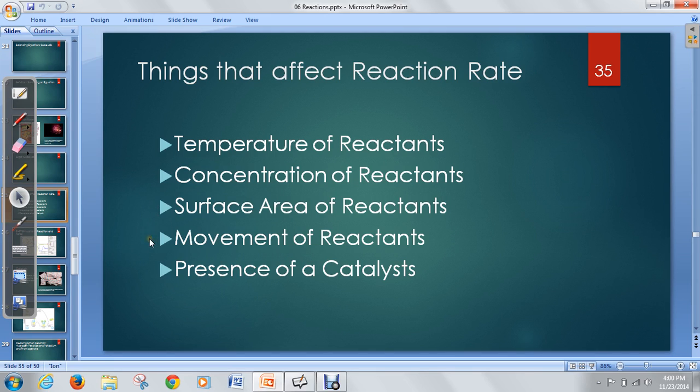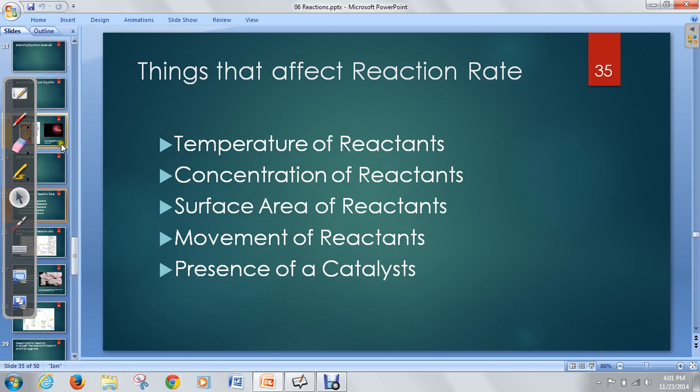Movement of the reactants: in the sugar cube lab, we related this to stirring the water in the mixture. That helped the sugar cube dissolve faster. Likewise, in a chemical reaction, if you move the reactants around, if you stir them, or have some type of agent that moves them around, then that will make the reaction occur faster. And then the last thing that helps the reaction go faster is what we call a catalyst, the presence of a catalyst. So we'll get to that in a second. But we want to make sure we understand these four things.